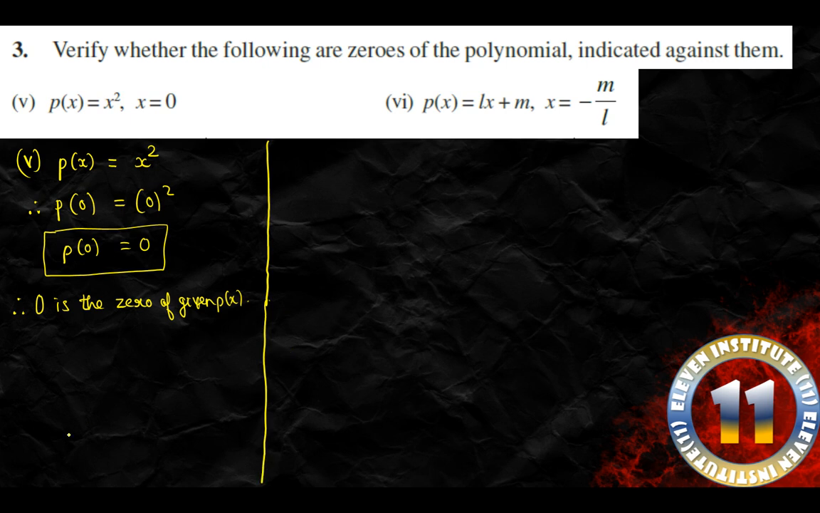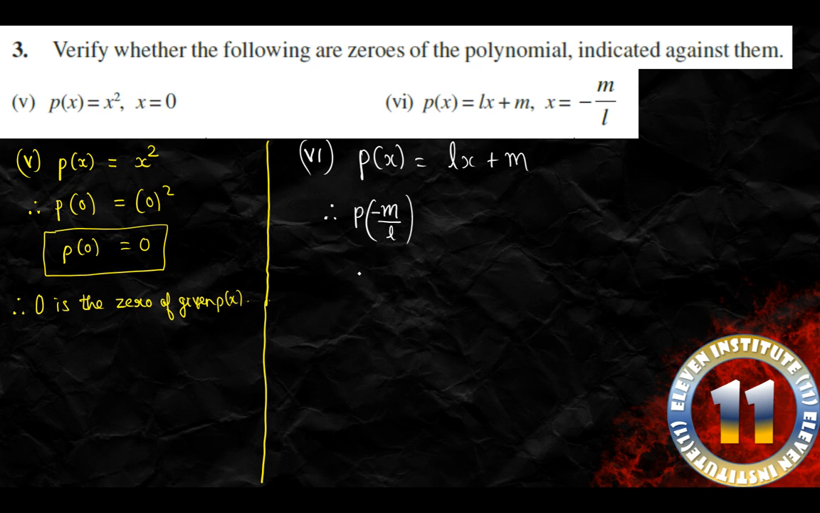Let us now move ahead and see the sixth one. So we will write over here number 6, and we will first of all write the polynomial as it is. P(x) is equal to lx plus m. See, don't worry, sir. L, m, x, you do not have to worry. You just have to put this value of x inside the polynomial. So, what is the value of x that is given to us? It is minus m upon l. So, be very careful. Instead of x, we will write minus m upon l.